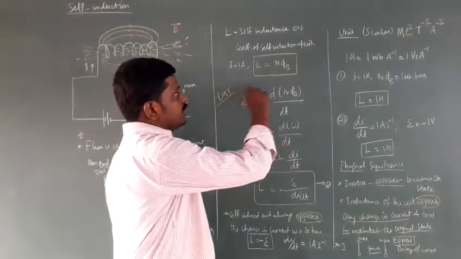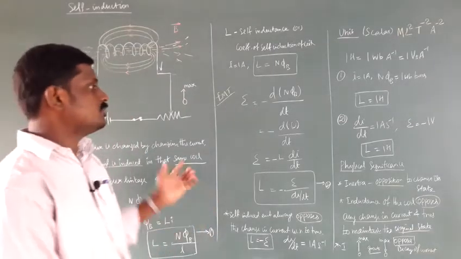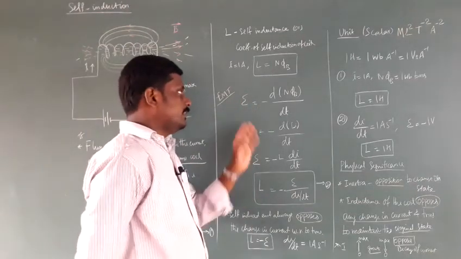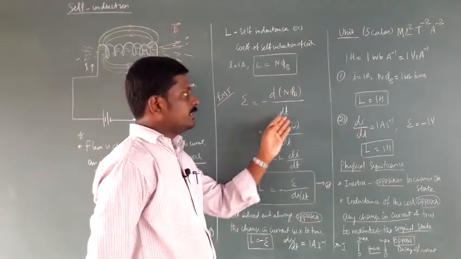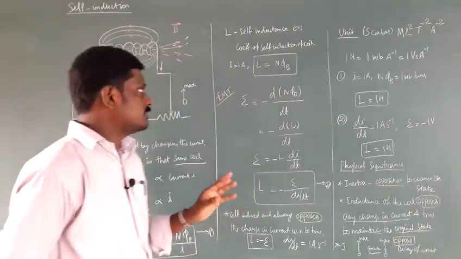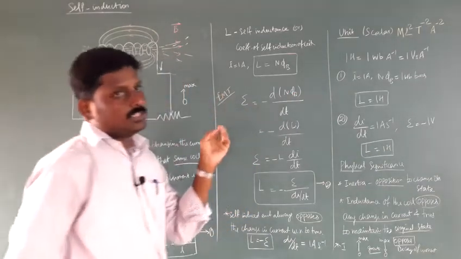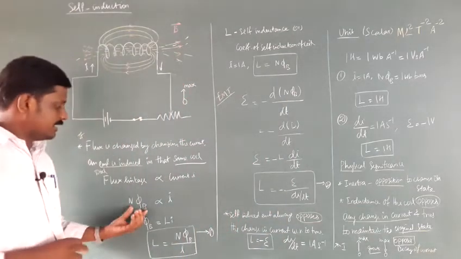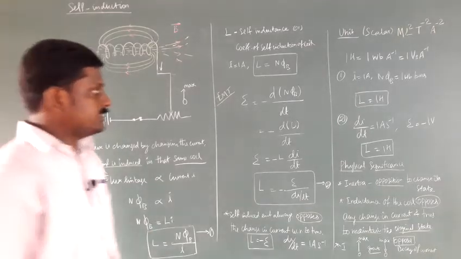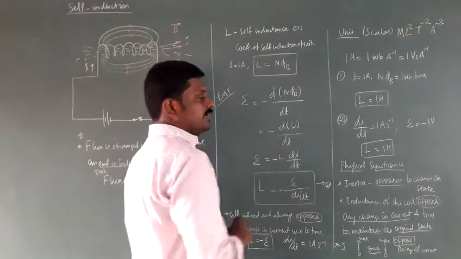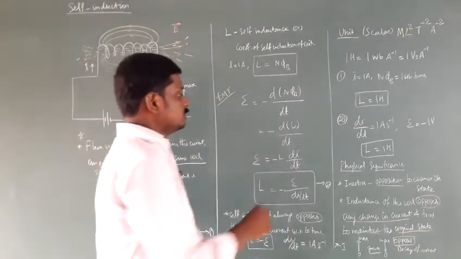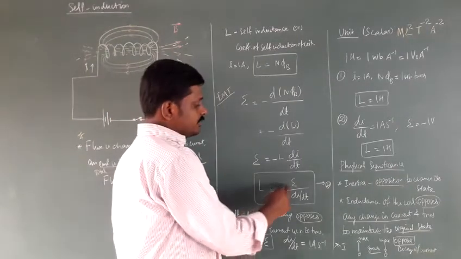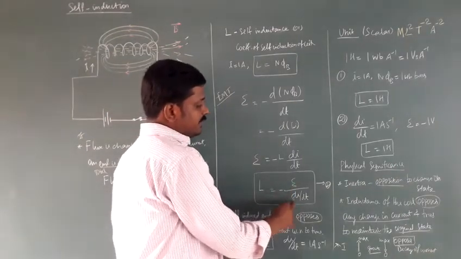Next, if the current is increased from 0 to maximum, an induced EMF is produced in the coil. According to Faraday's law of electromagnetic induction, the induced EMF is equal to minus d(N phi B) by dt. The minus sign represents that the induced EMF always opposes the cause. Here N phi B, the flux linkage, is equal to L times I. Substituting, with L the self-inductance and I the current flowing through the coil, we take out L, so di by dt. Rearranging, L is equal to minus induced EMF divided by di by dt.